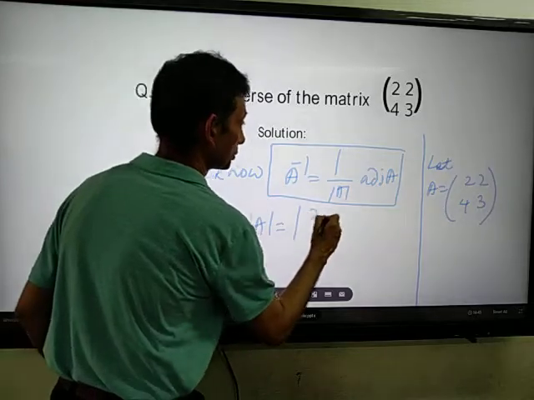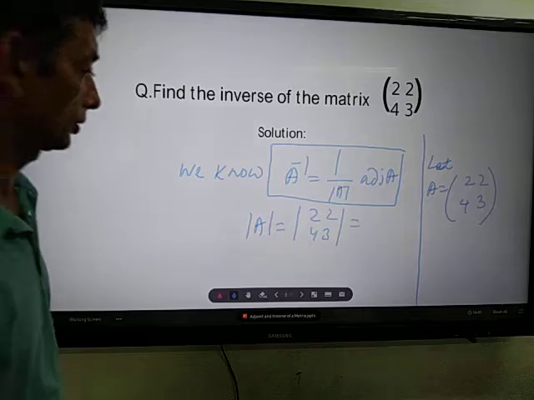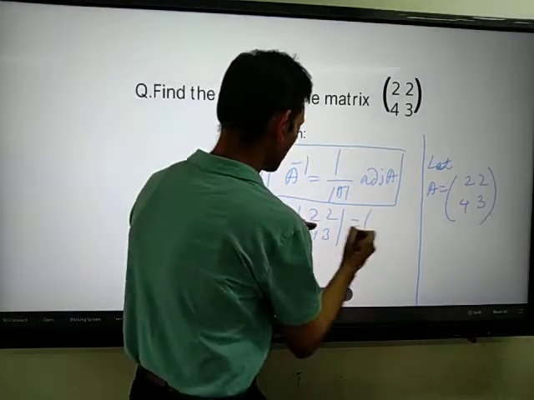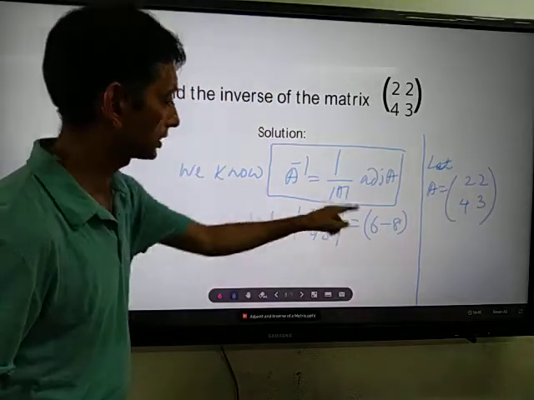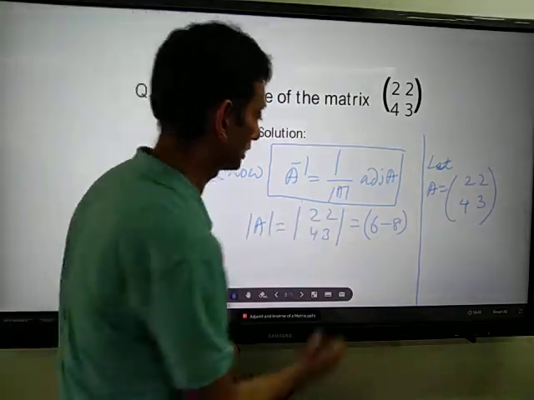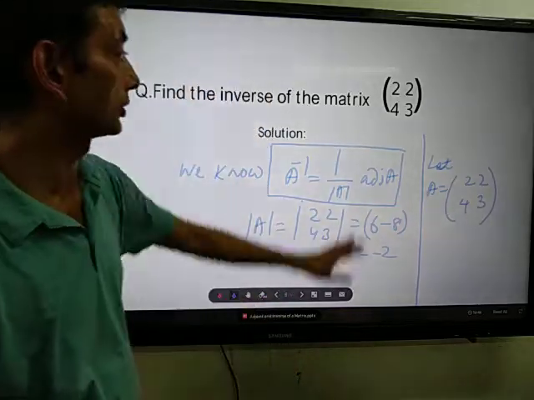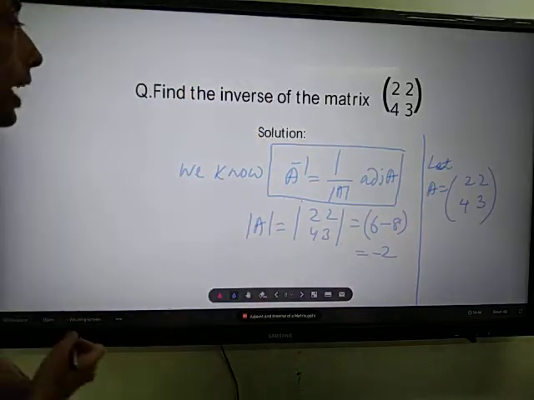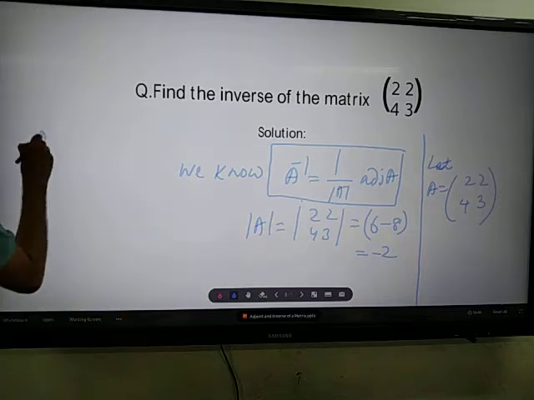Determinant A is 2, 2, 4, 3. If you calculate, it will be 3 into 2, 6, minus 4 into 2, 8, which is equal to minus 2. Now we need to calculate adjoint of A, the adjoint of this 2 by 2 matrix.